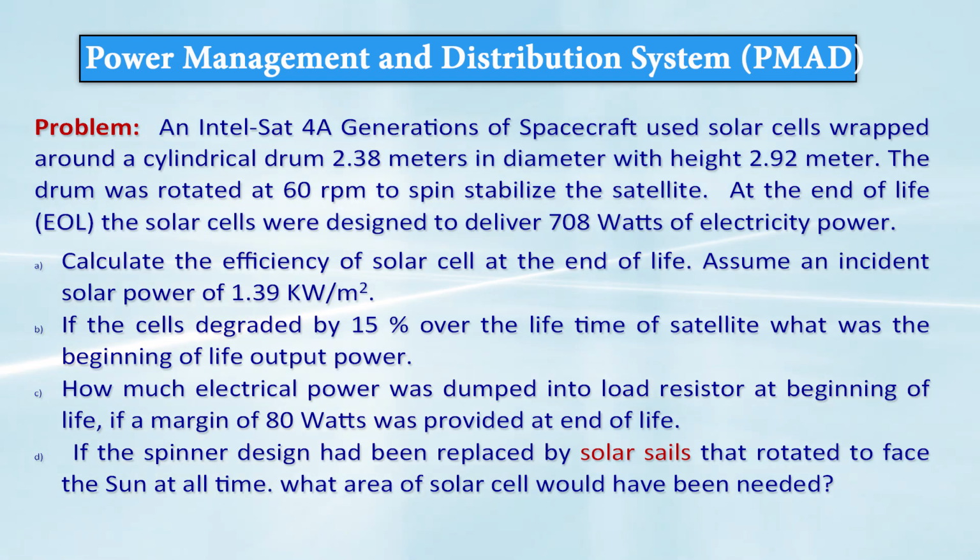Then in the third part, it is asked how much electrical power was dumped into the load resistor at the beginning of life if a margin of 80 watts was provided at the end of life. And in the last, fourth part, it is asked, if the spinner design has been replaced by a 3-axis design, rotated to face the sun all the time, what area of solar cell would have been needed? So, these 4 things have been asked to calculate.